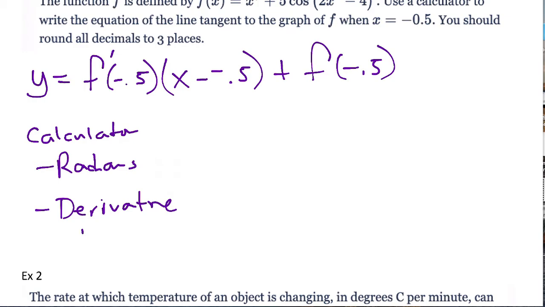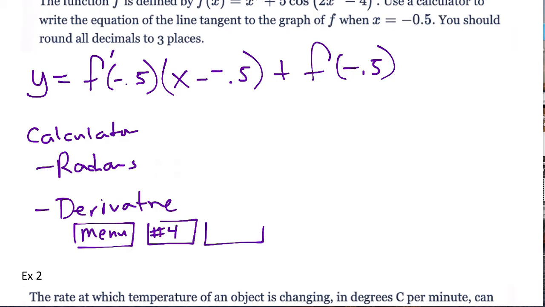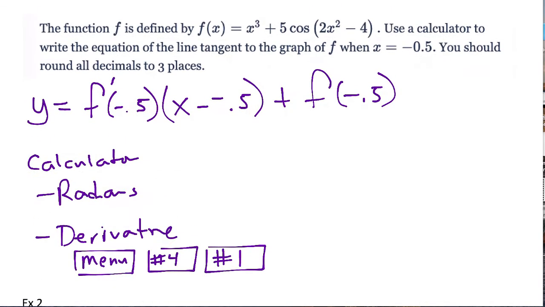You're going to type in menu, then you're going to go to number 4, and then you're going to go to number 1 and follow the directions for that. To evaluate this function, just plug it into that equation that's right up there. I'm not going to go through it, but then you're just going to write the equation. Round things to 3 decimal places.